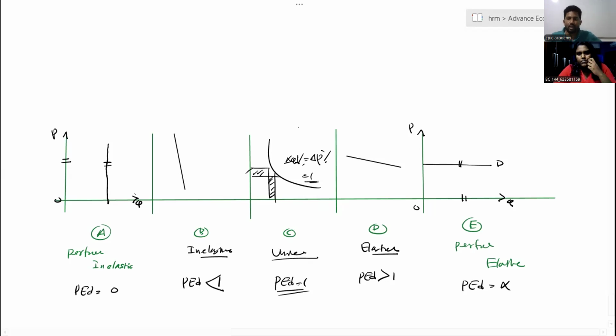You have to identify the elasticity of demand and calculate for those 5 types of categories. Are there any questions in your papers related to price elasticity of demand or something?